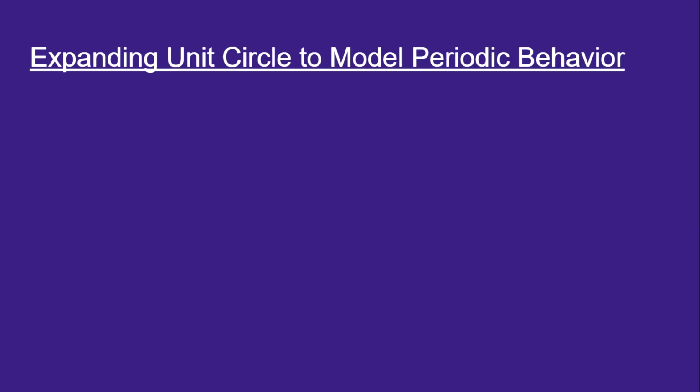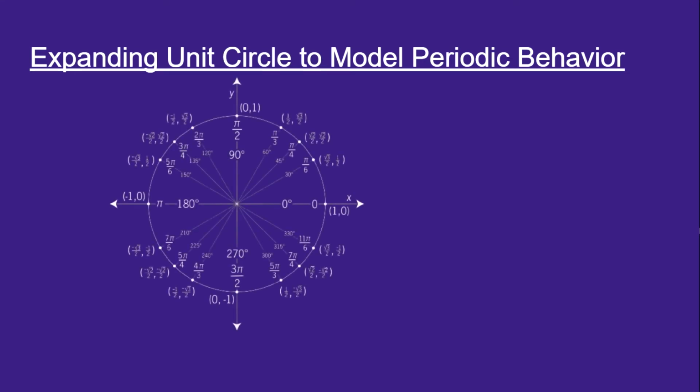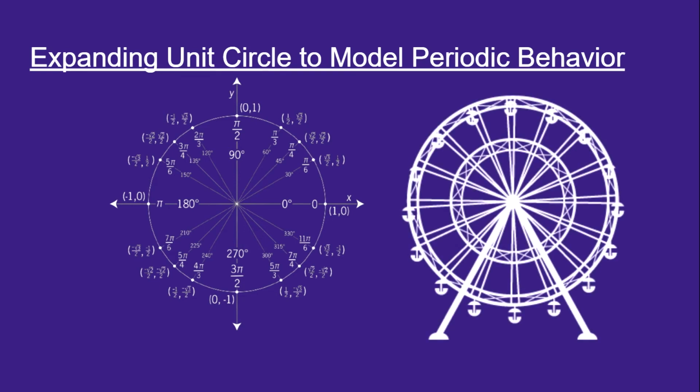What we're going to do is we're going to go ahead and expand our understanding of the unit circle to encompass the modeling of periodic behavior. So if you guys see here, I have the unit circle displayed. And what I want to show you guys is this Ferris wheel. The unit circle and the Ferris wheel are extremely similar. In fact, you may notice that this Ferris wheel has spokes at all of the exact points and angles that the unit circle does. Maybe not the exact, but close enough.